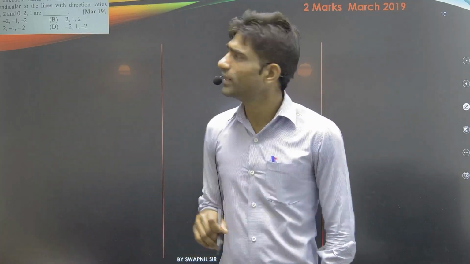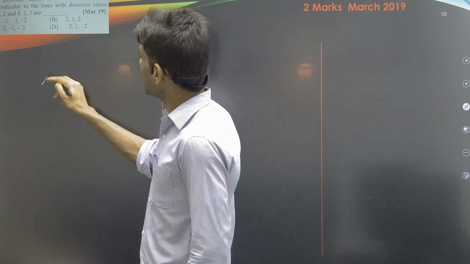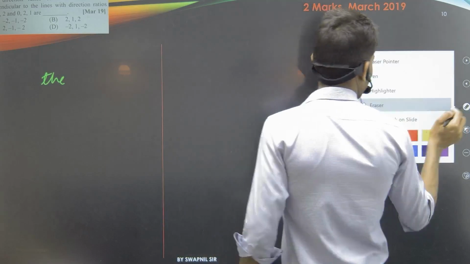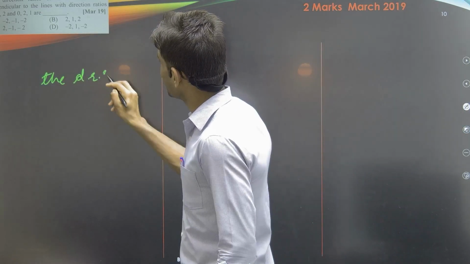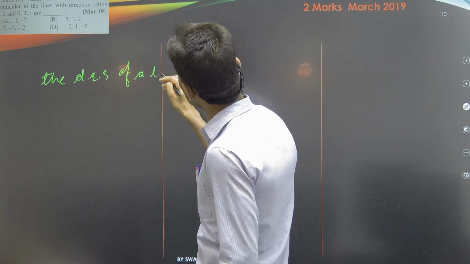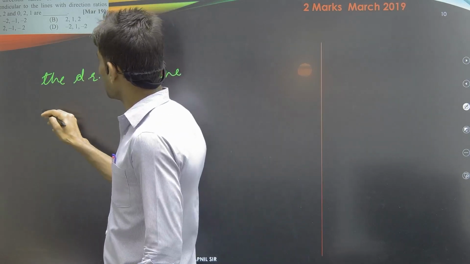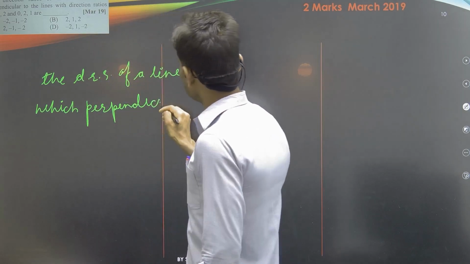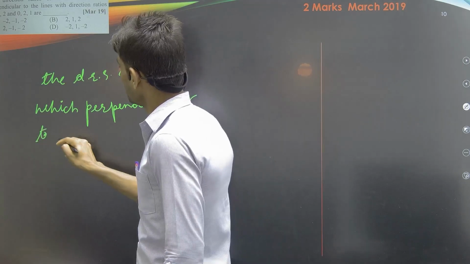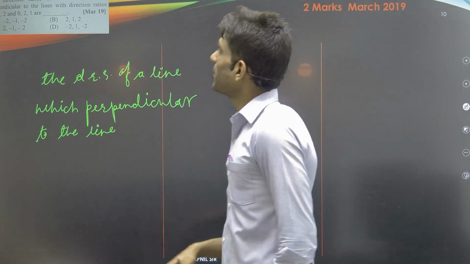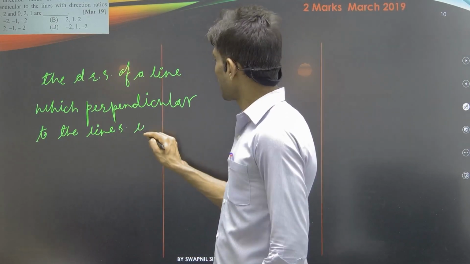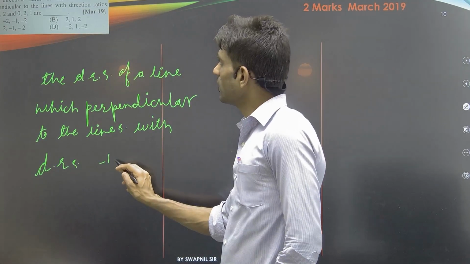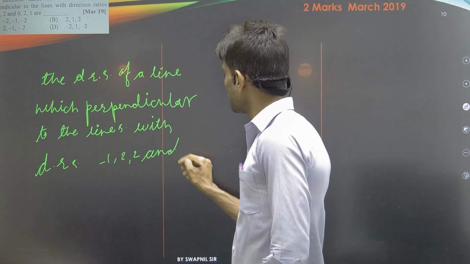Now let me explain what is given in our question. We have been given the direction ratios, DRs for short, of a line which is perpendicular to the lines with direction ratios -1, 2, 2 and another with direction ratios 0, 2, 1.